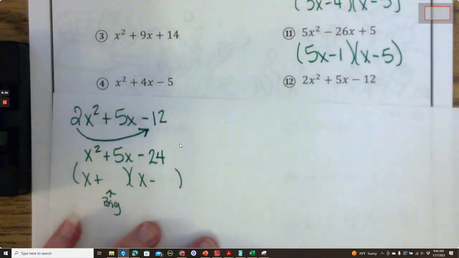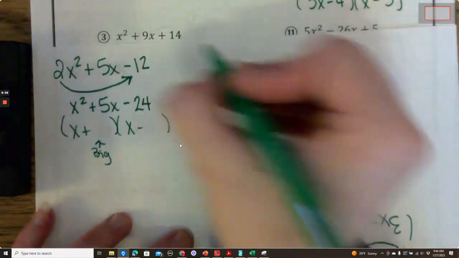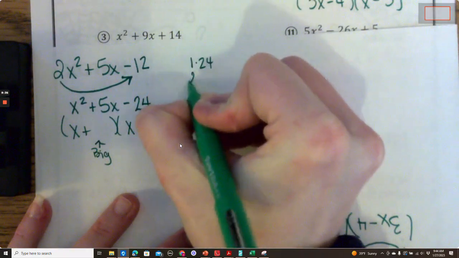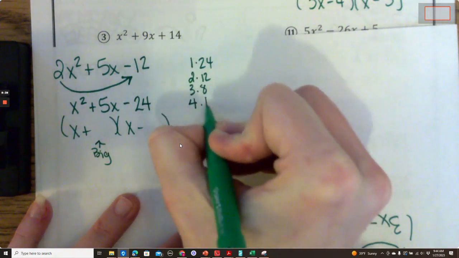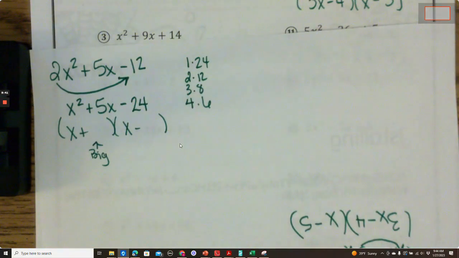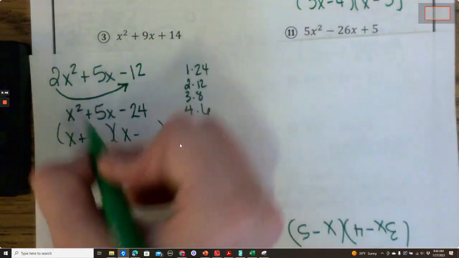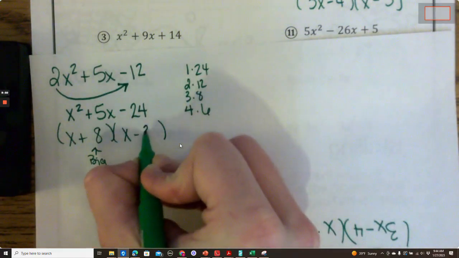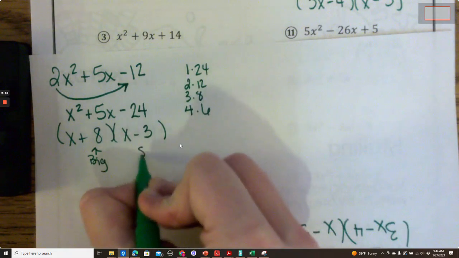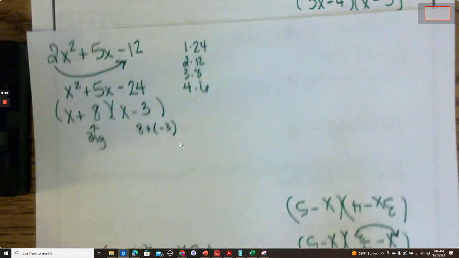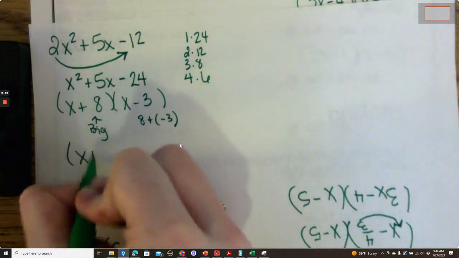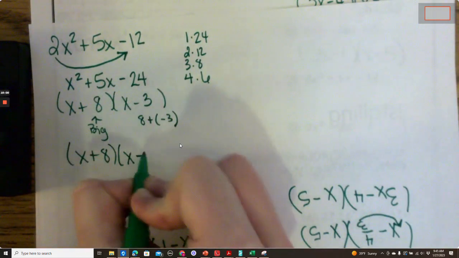All right, factors of 24. 1 and 24, 2 and 12, 3 and 8, 4 and 6. Two numbers that add or subtract to give me a 5. 3 and 8. So the big number is 8. That one goes there. 8 plus negative 3 gives me a positive 5, so that's good. So then x plus 8, x minus 3.